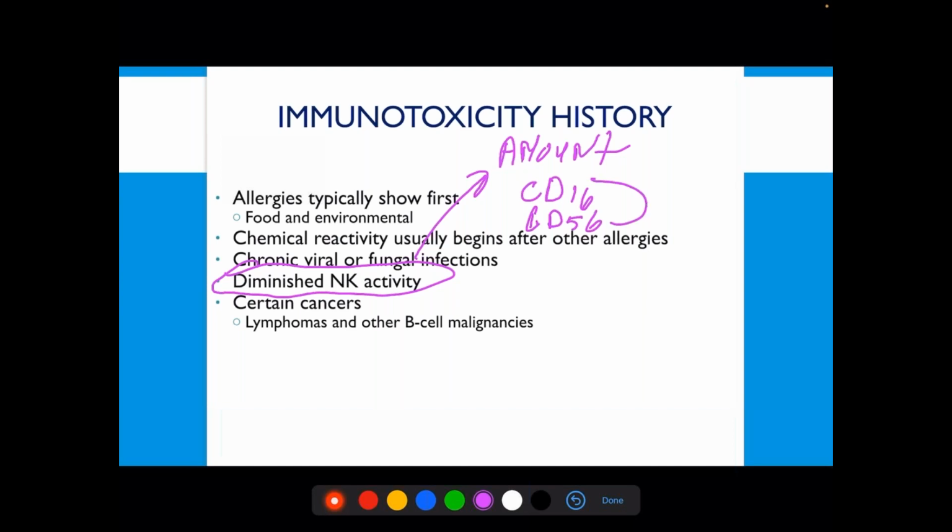These cluster designations, 16 and 56, will tell you the amount. This is the quantity. This is a quantitative thing. The quality is the NK activity, and you have to specifically ask for the test for an NK cell function study. What we do is ask for both simultaneously, but you're going to find that in toxic metals either the count can be low and or the function can also be blunted as well.